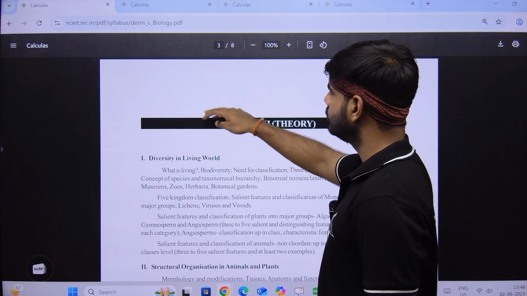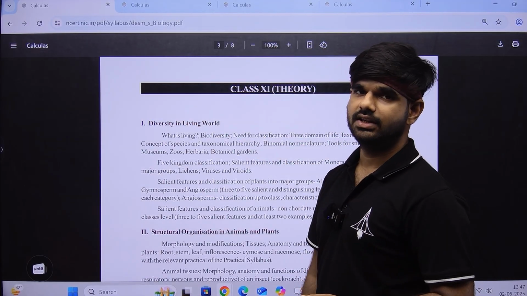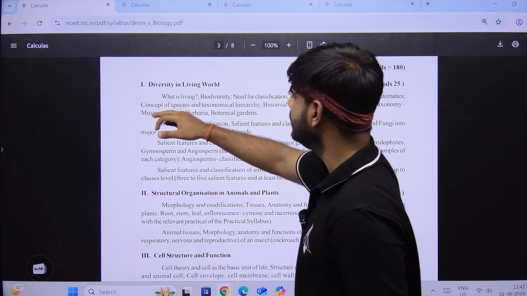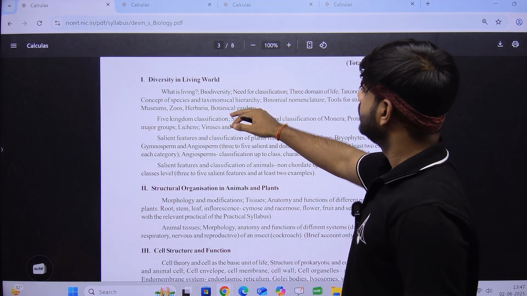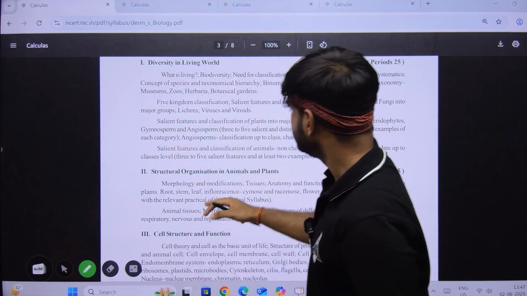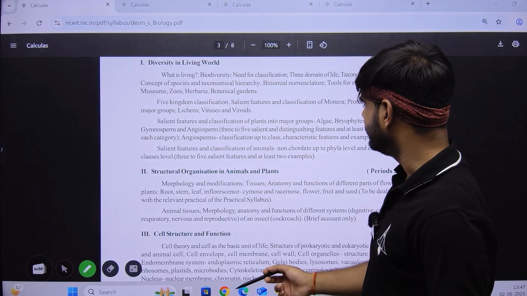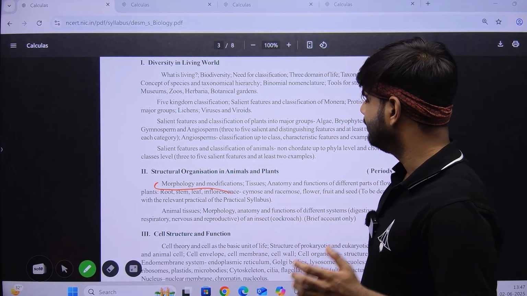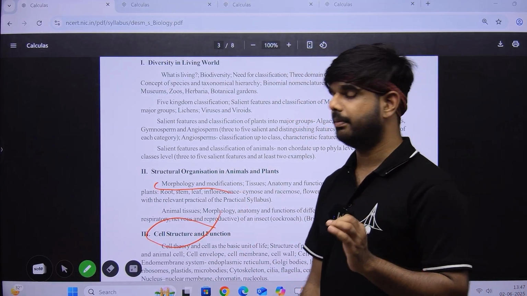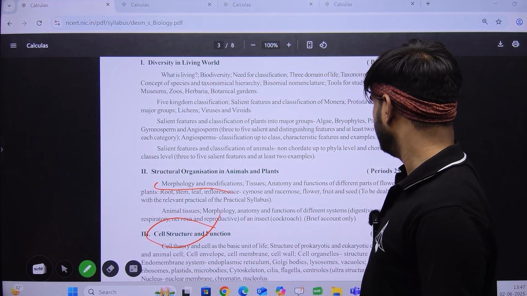Along with that, I'm also going to mark the important chapters that have come over and over again in the recent years in NEST and the chapters which have the highest possibility of coming in the exam this year. So we can see that diversity is there, right? It starts with it, and after that we have structural organization, animals, plants, right? Morphology, it's again very important chapter. Cell structure is a very important chapter and topics, okay, including ribosomes, membranes, okay, cell walls, organelles.